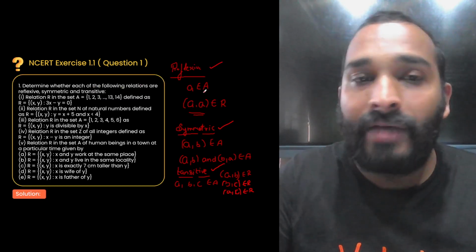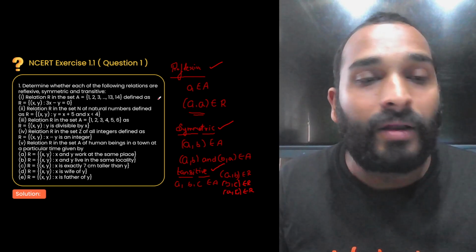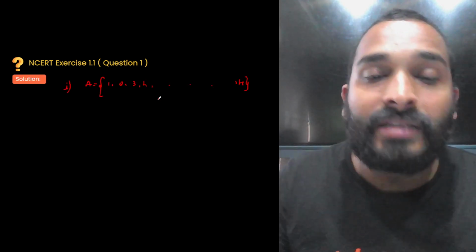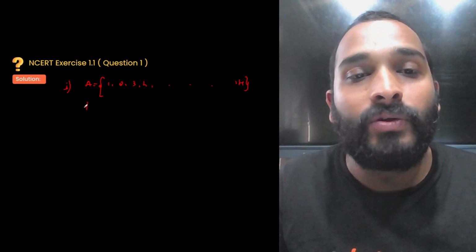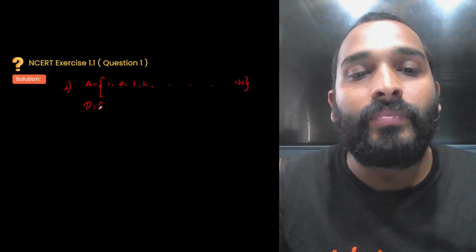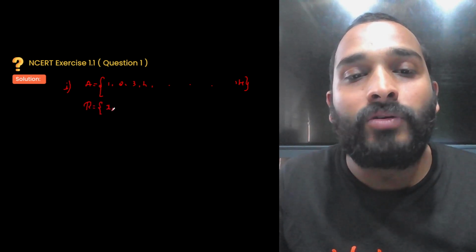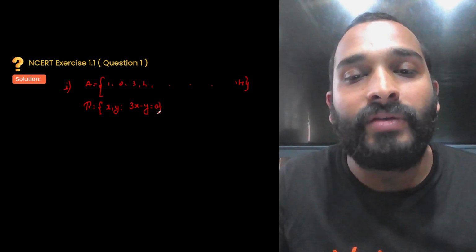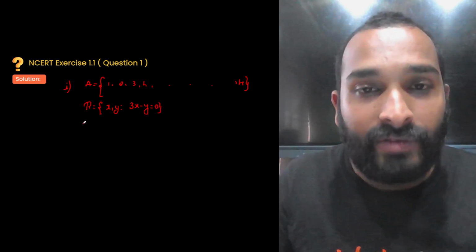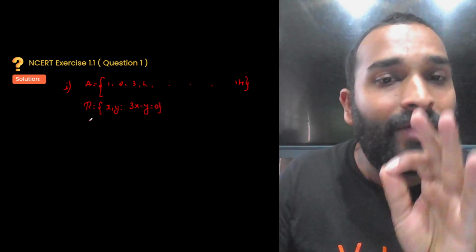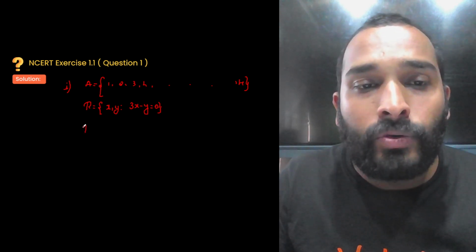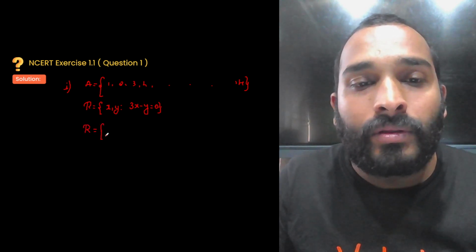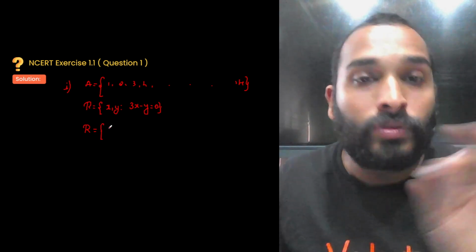Okay, and they have given a relation R = {(x, y) : 3x minus y equal to 0}. So R is given to us. What is R, children? R is (x, y) such that 3x minus y equal to 0. This is the relation given. Yes, try to understand. They have given it in set builder form. You need to write it in roster form in this way.